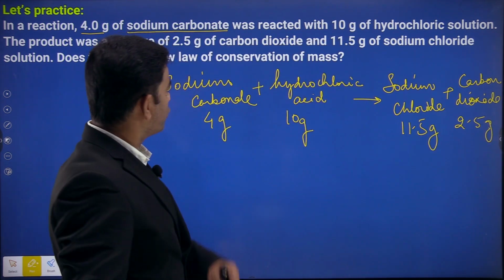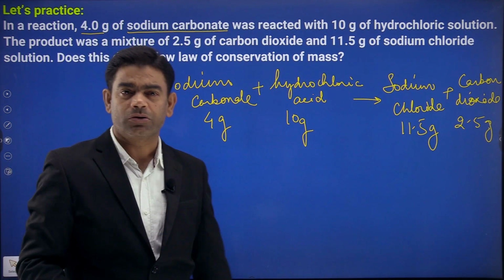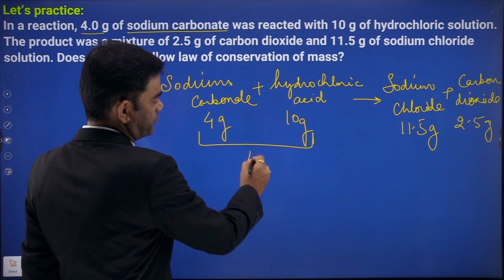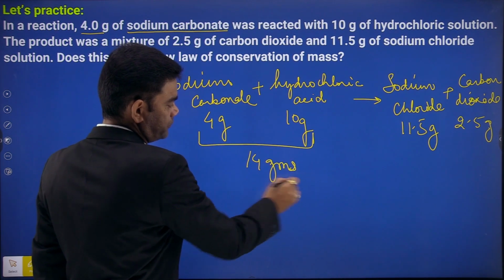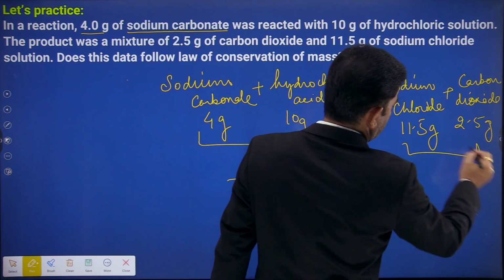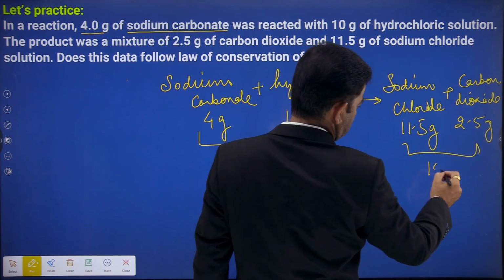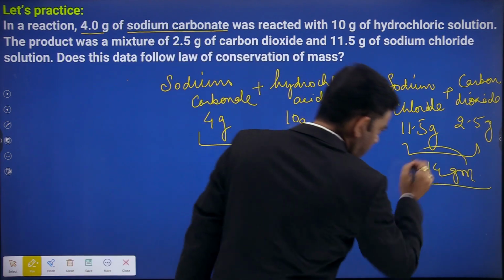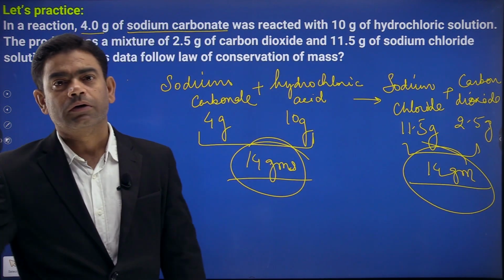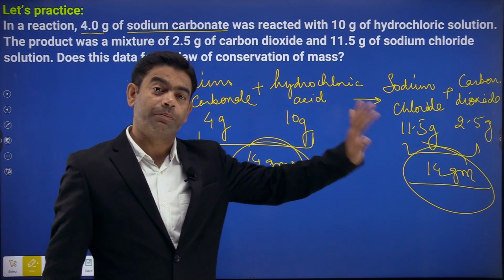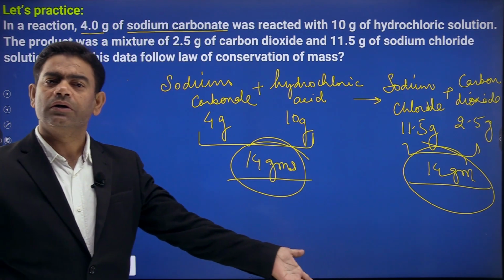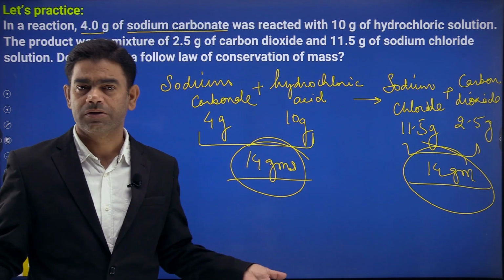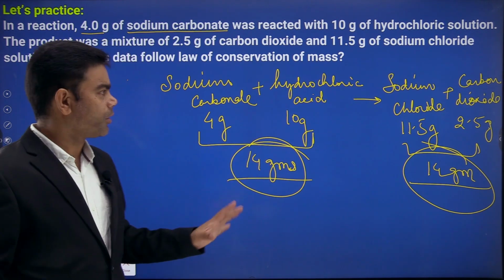Does this data follow the law of conservation of mass? क्या ये data हमारा उस law को follow कर रहा है? तो take out the mass of the reactants, 10 plus 4. What is the mass of product? 11.5 plus 2.5, of course, I have 14. The mass of my reactant equals the mass of my product. So it is following. This data is according to my law of conservation of mass. Quite clear? Okay. तो कभी चेक करना है.